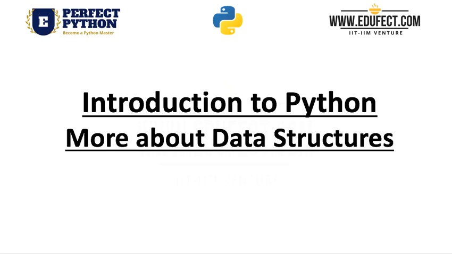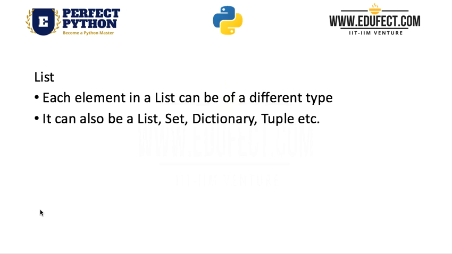In this lesson, we will learn more about data structures in Python. So let us start with lists. In a list, each element can be of a different type. It can also be a list, a set, a dictionary, a tuple. So it can be of any type.